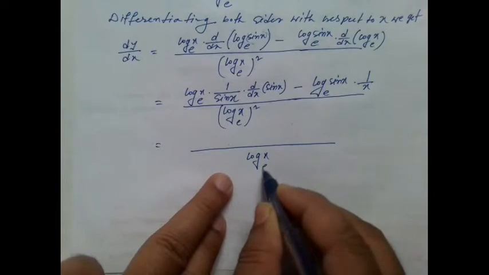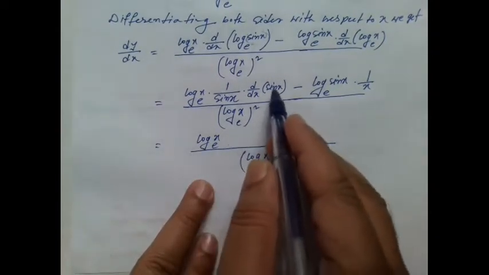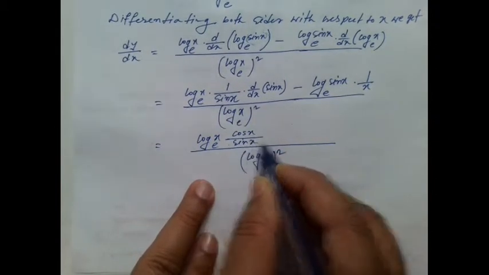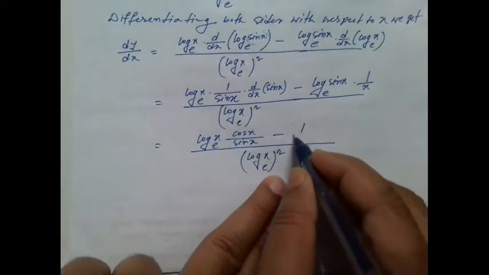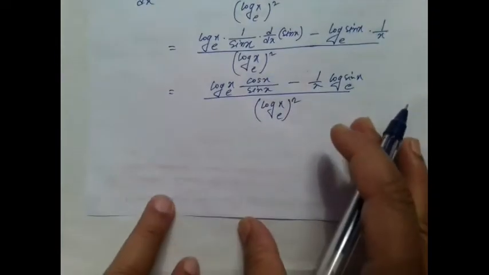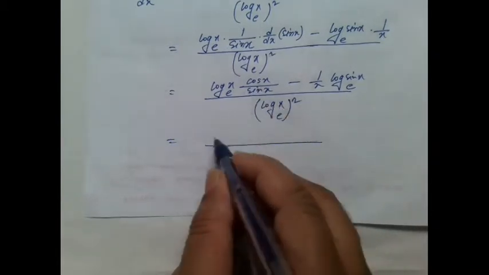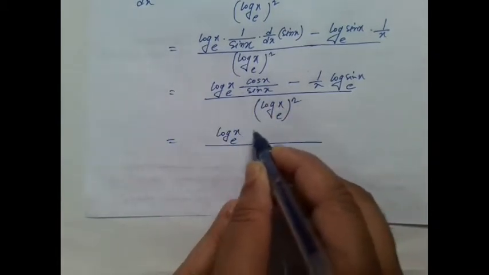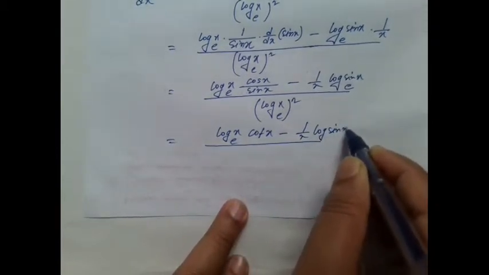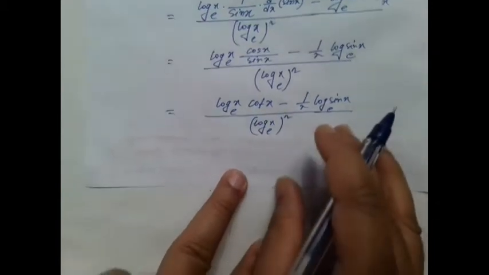In the denominator we have (log x to the base e) whole square. Here d/dx of sin x means cos x, so we are getting cos x by sin x minus 1 by x log of sin x to the base e. So we are getting log x to the base e cot x minus 1 by x log of sin x to the base e, and (log x to the base e) whole square.